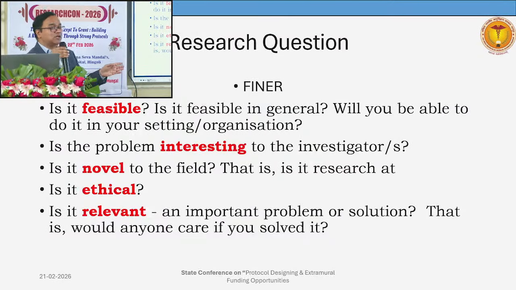I cannot just do a KAP study on whether you will take the dengue vaccine or not. They won't fund you. So that is the next point in your research question: whether it is novel. How do you know the novelty? By doing a thorough review of it, by doing the KUM, known to unknown mapping. So that should always be done.